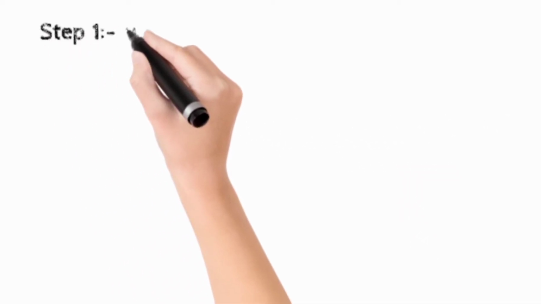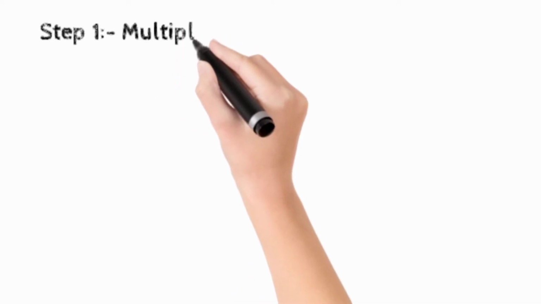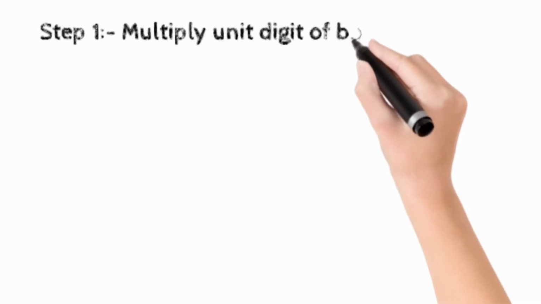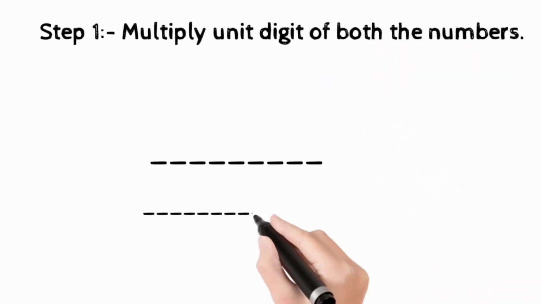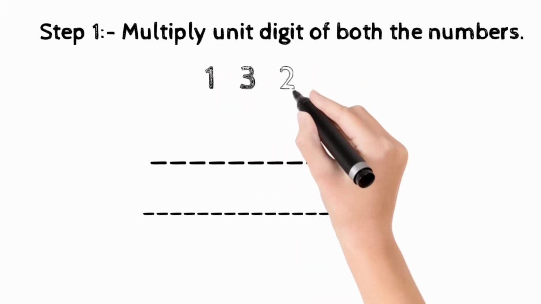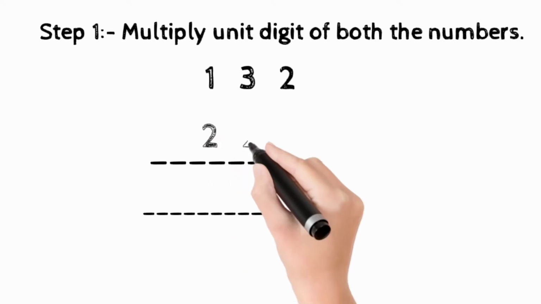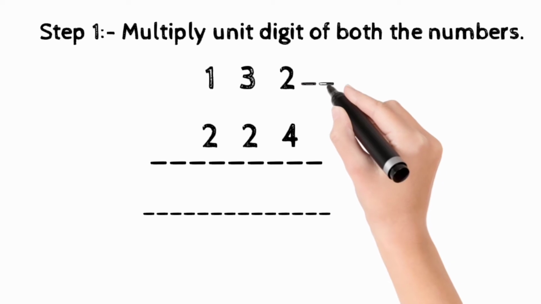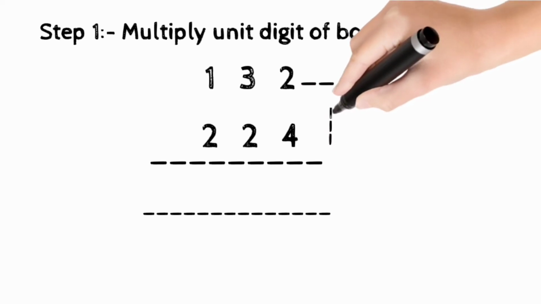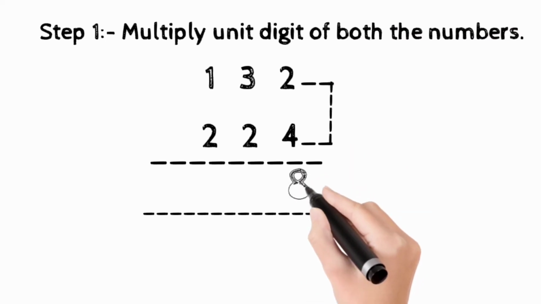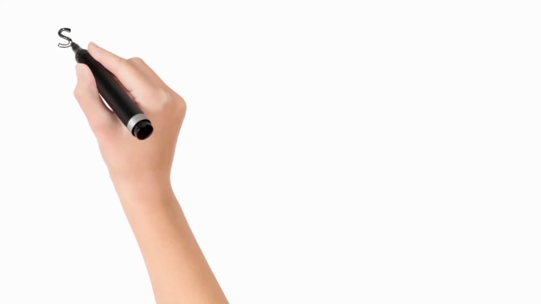In 2-digit multiplication and 3 with 2, the first step is the same in all. Step 1 is to multiply the unit digit of both the numbers. Now I am going to take one example in which we will multiply the unit digit of both the numbers. Your number is 132 multiplied by 224. Now the unit digits are 2 and 4. So first we will multiply 2 with 4. Then what will be the answer? The answer is 8. Now the step 2.